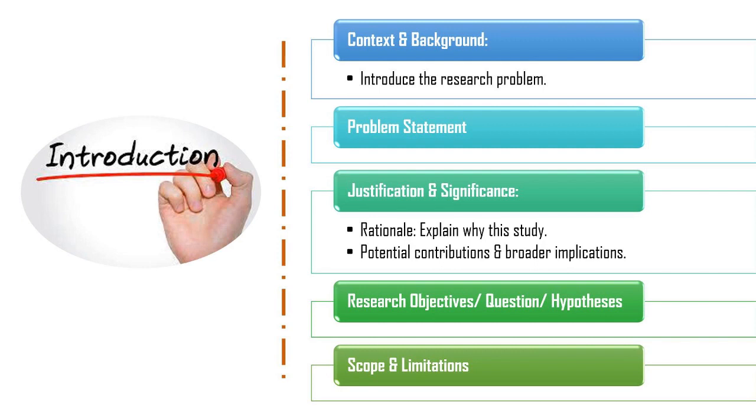4. Research objectives or research question, or study hypotheses. Clearly state the specific objectives or hypotheses that your research aims to address. And 5. Scope and limitations. Here, highlight fields applicable and conditions for feasibility.